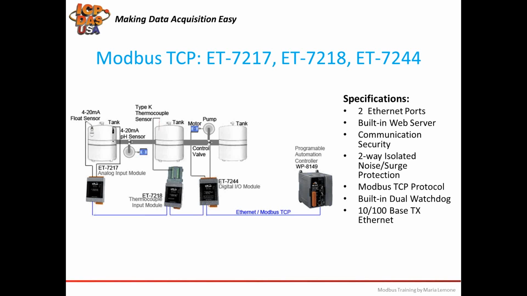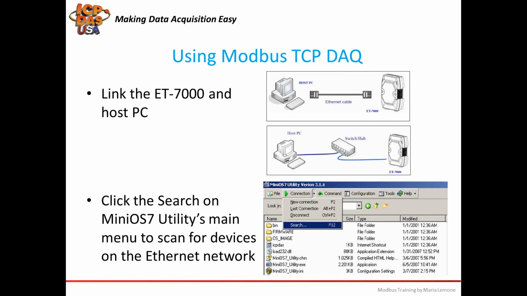To set up Modbus TCP-based data acquisition devices like the ET7200 or ET7000 series, you can connect them directly to a PC with an Ethernet cable, or you can connect them to a switch or hub to get them on your network. You can use Mini OS7 utility to set the IP address of our Ethernet controllers and data acquisition equipment so they can be used with other Modbus TCP devices.